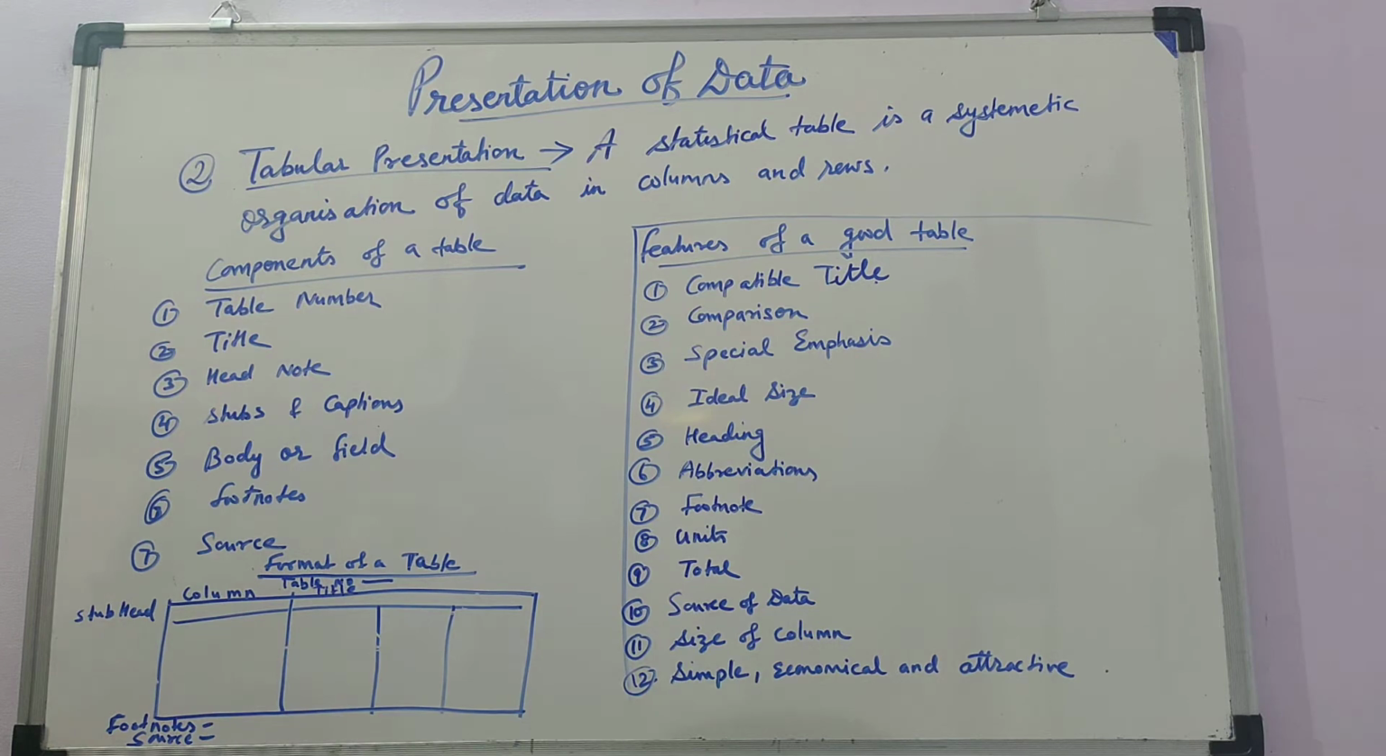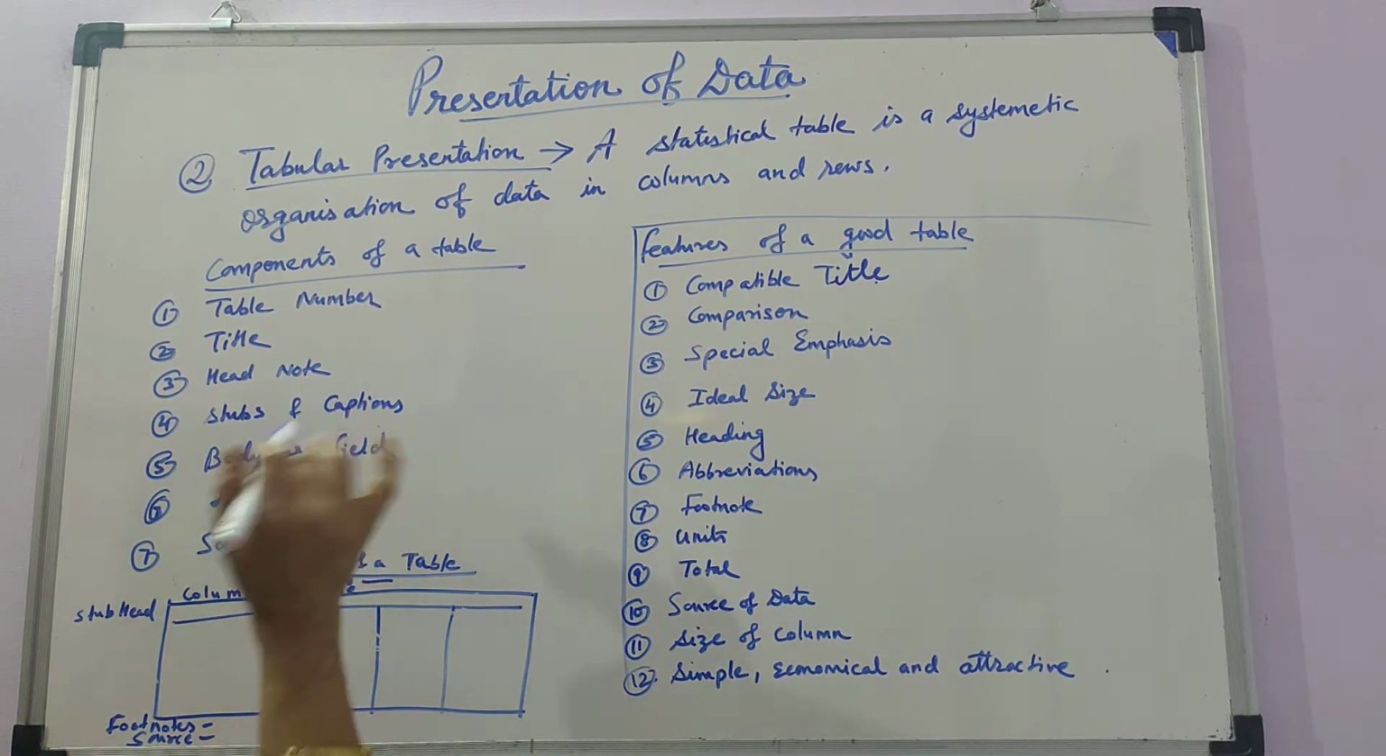टेबल में टाइटल होना जरूरी है, जो कि हम टेबल नंबर के नीचे लिखेंगे. Next is head note. Head note is used when the title of the table is not presenting the information properly, so if we need one more topic, one more title, then we write a head note which is supporting the title.